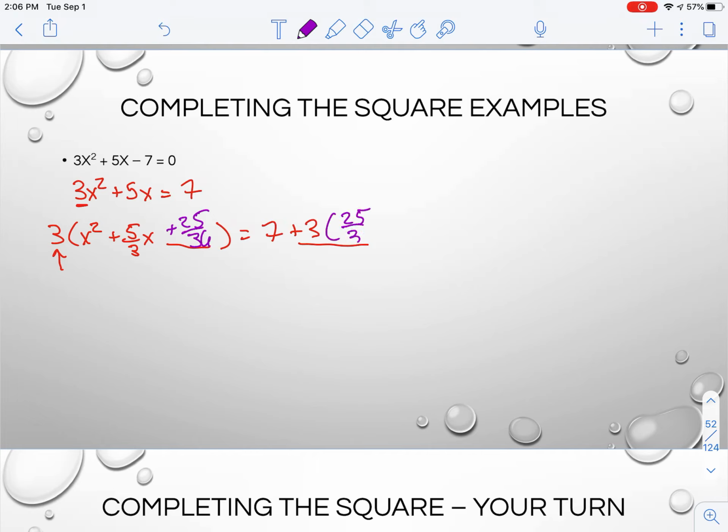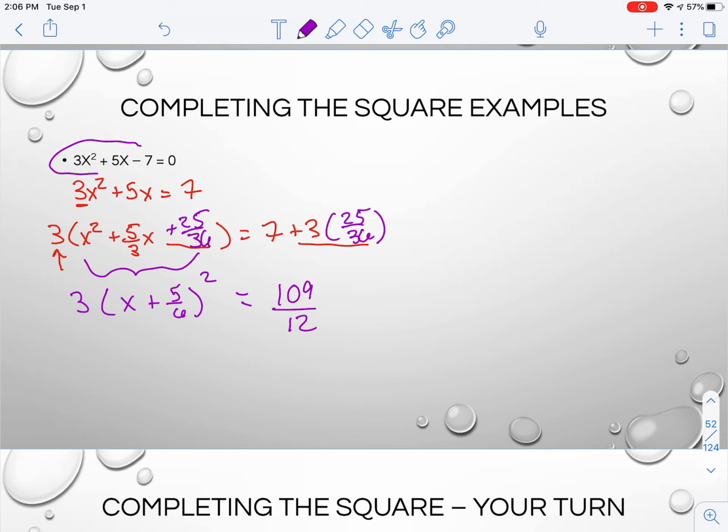So I add that to both sides, okay? So once again, here, it's just x and then b divided by 2. 5/3 divided by 2 is 5/6, quantity squared. And my right side, when I crunch 7 plus 3 times 25/36, I get 109/12.